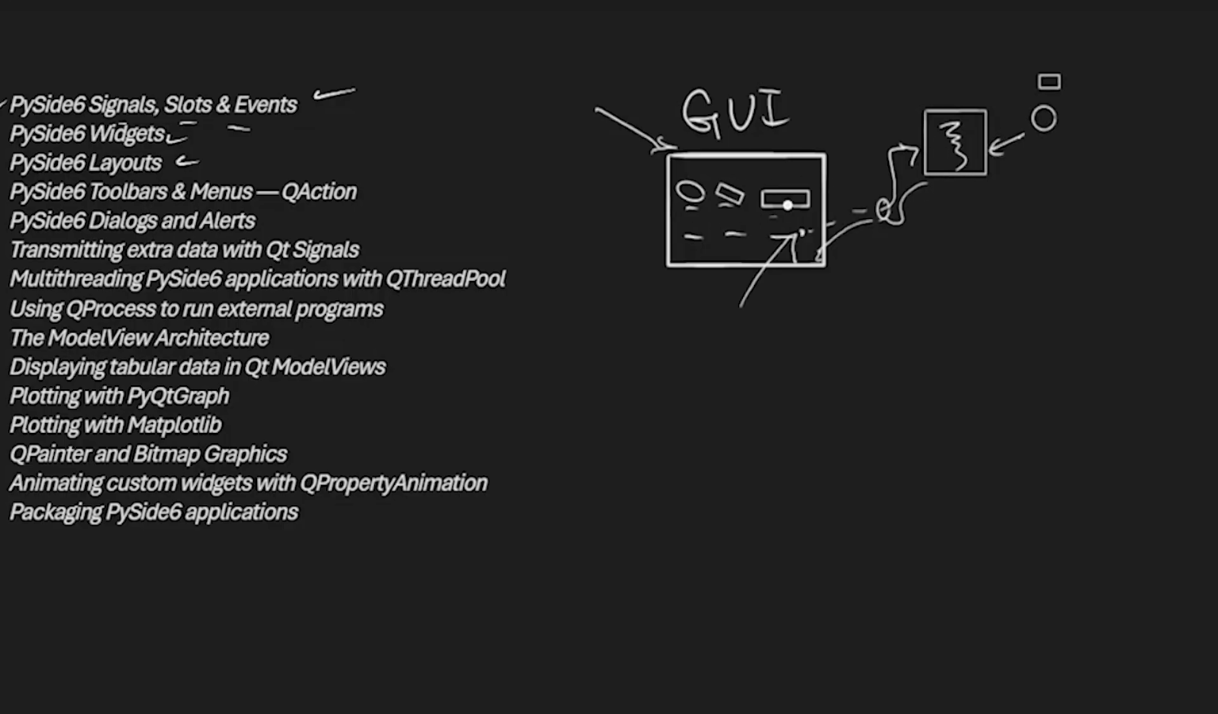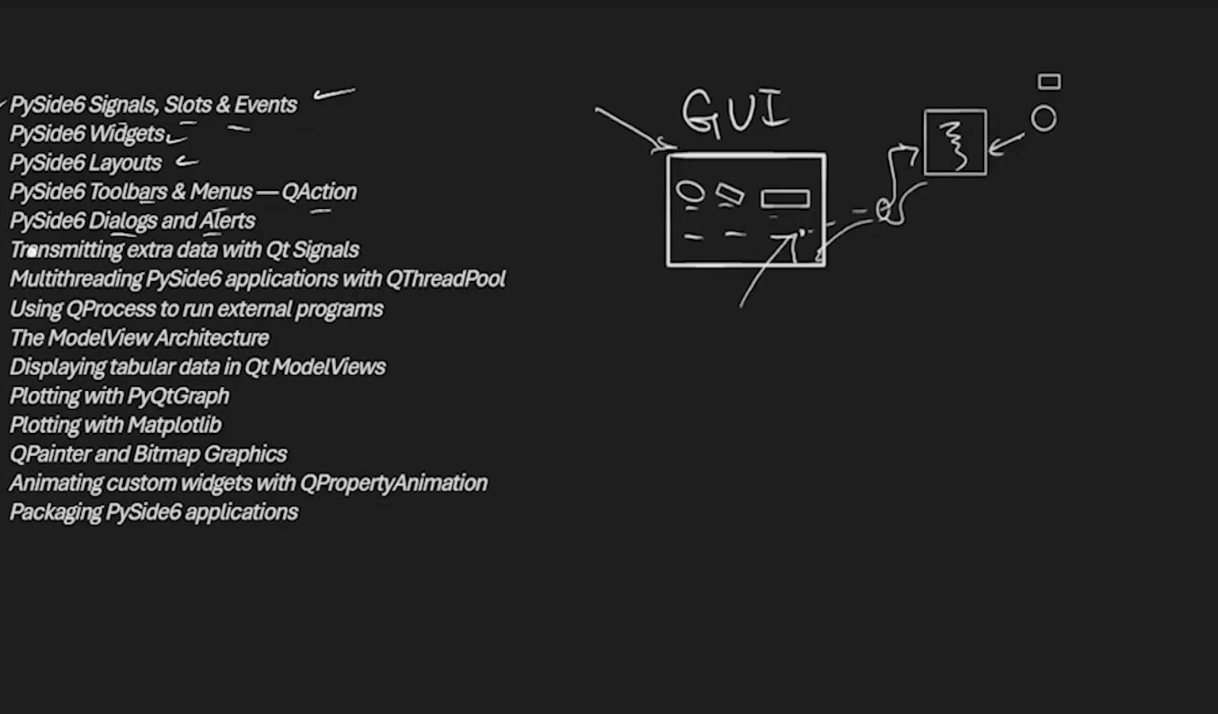GUI will be responding with a certain message or interact with the user. So these are the 3 important things I would like you to know about how PySide works. Now, in addition to that, PySide also looks at toolbars, menus, actions, as well as dialogues and alerts, which are all involved within the framework here.